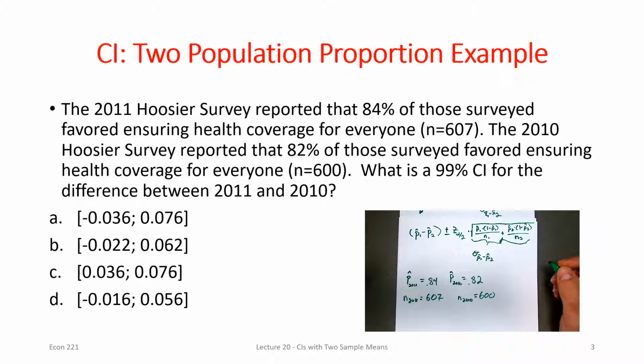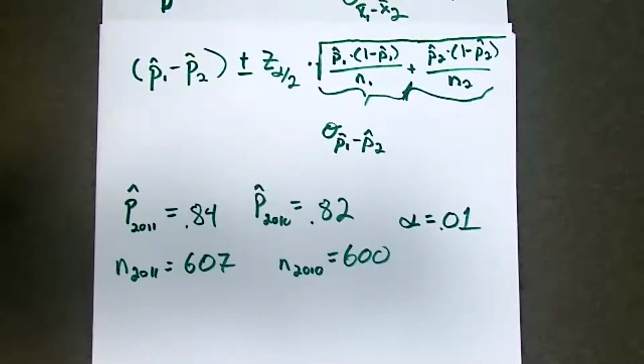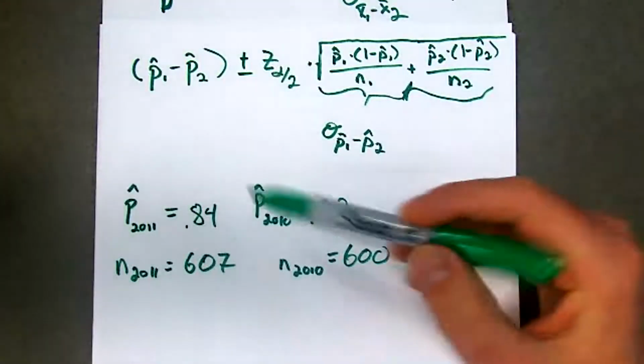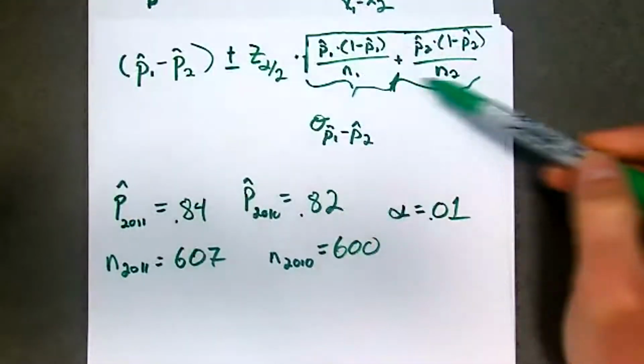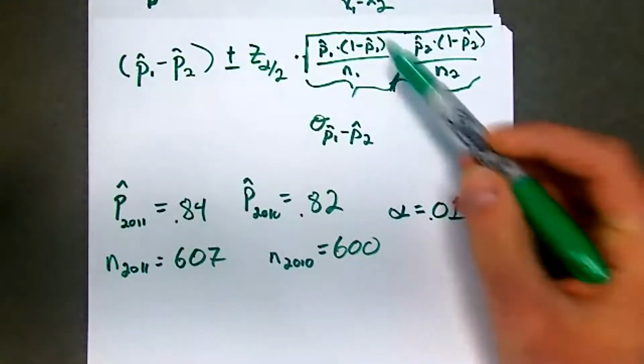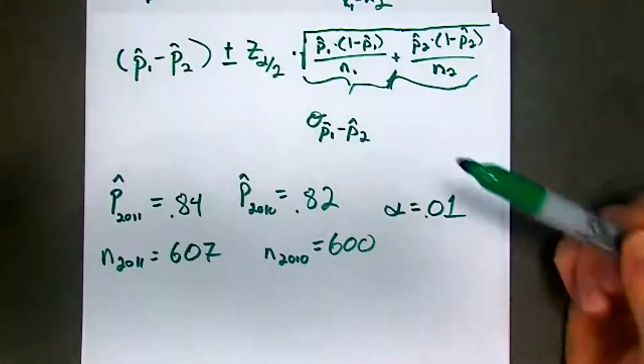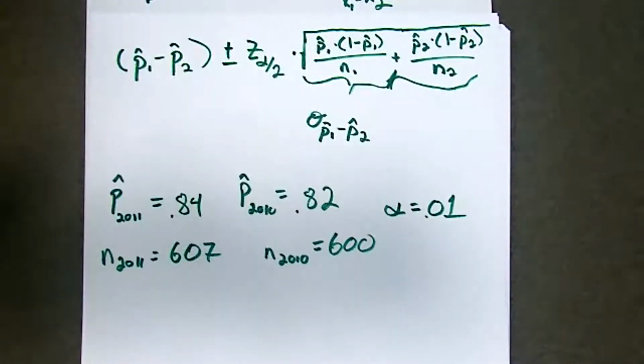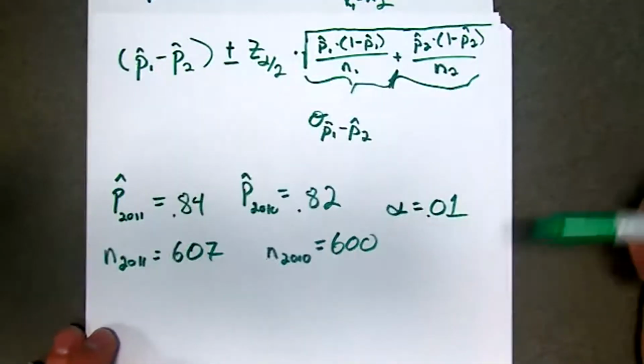So alpha is the area outside my confidence interval, but in decimal form. If I want the 99% confidence interval, alpha would be just 0.01. That's my setup. Once I have that information down, I've got my formula, my sample proportions, my sample sizes. I know alpha. I just need to look up that Z value for this alpha.